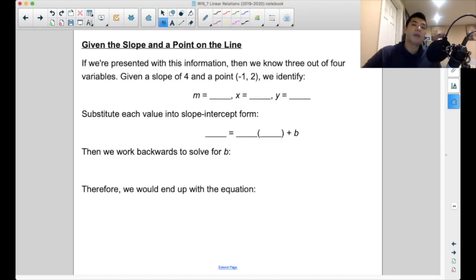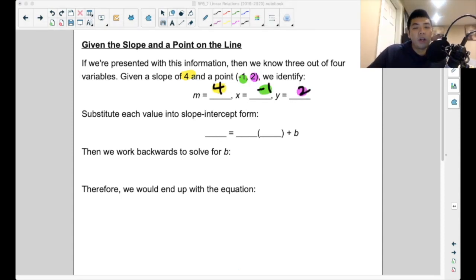In this scenario, if we're given the slope and a point on the line, we want to try to figure out what b is equal to. So once again, let's go ahead and identify what each of my variables are. So m in this case, again, represents my slope. We know my slope is going to be 4. We know that our point -1, 2 will give me my x and my y values. So I know that x is going to be my -1, and I know that 2 will be my y value. And once we've got all of those values, we're going to plug them into slope-intercept form. This y value of 2 has to come down over here.